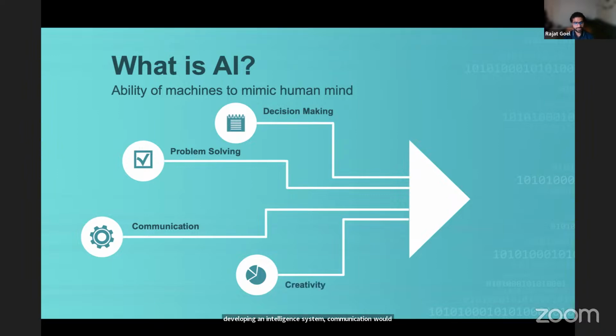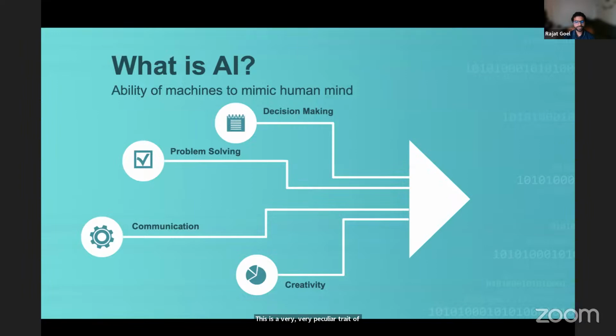Last but not the least, creativity. Another characteristic of intelligence is creativity and innovation. Humans can produce novel solutions, identify alternatives, and we can also challenge conventional ideas. This is a very, very peculiar trait of intelligence.